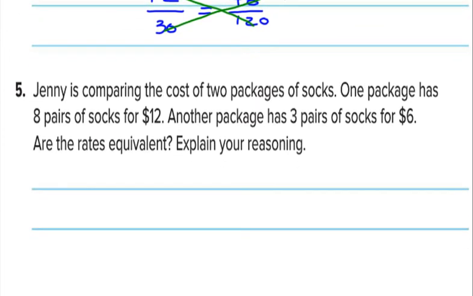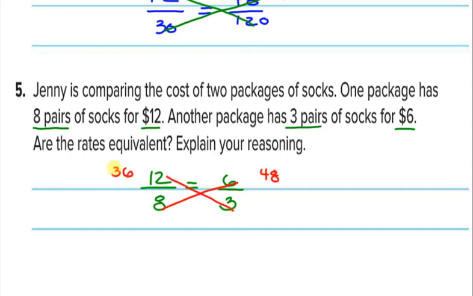All right, let's look at this last one here. Jenny's comparing the cost of two packages of socks. One package has 8 pairs for $12. The other package has 3 pairs for $6. Are they equivalent? And let's explain our reasoning. Dollars always go on top. So we have $12 over 8 pairs equals $6 over 3 pairs. I like to cross multiply, but you can also find the unit rate. 8 times 6 is going to be 48, and 3 times 12 is going to be 36.